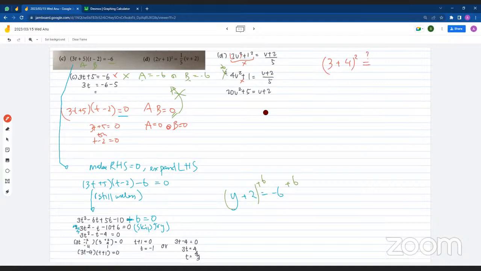Now, when I put equal, then a question mark, I mean, is it the same? It's a question mark, so you have to think about it.